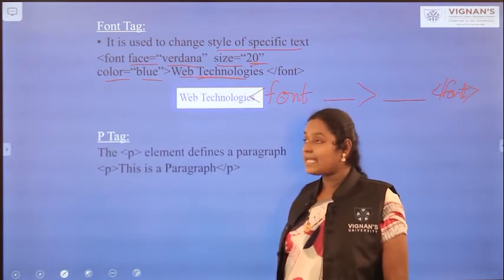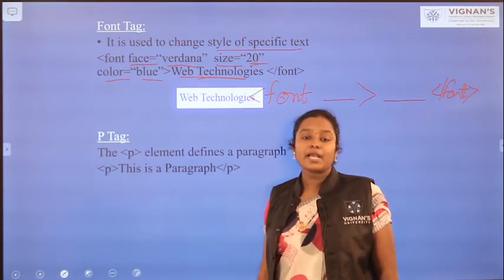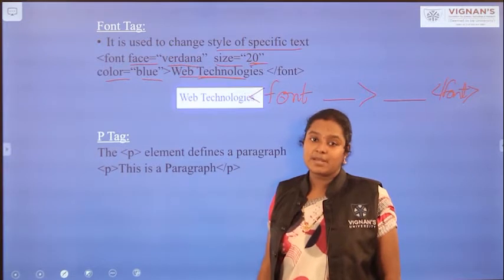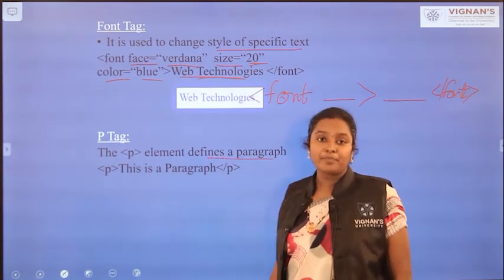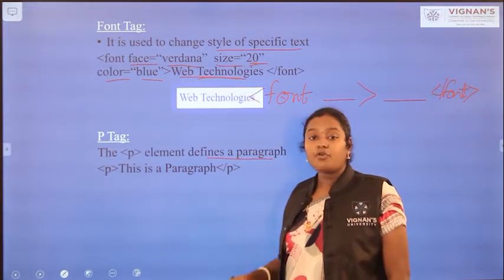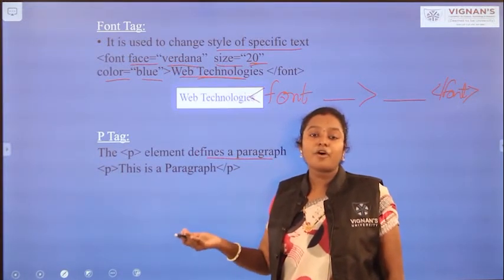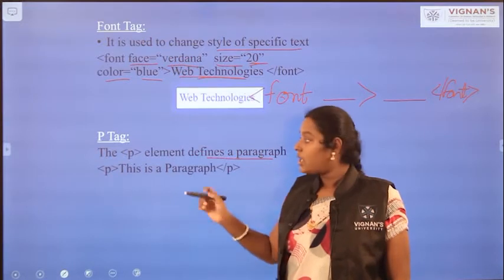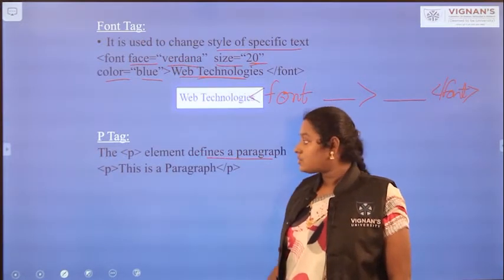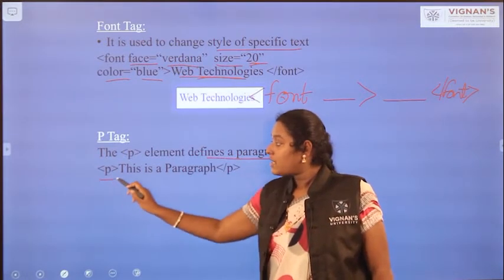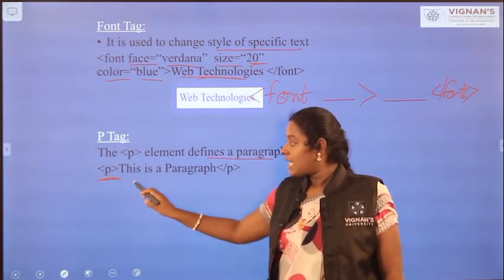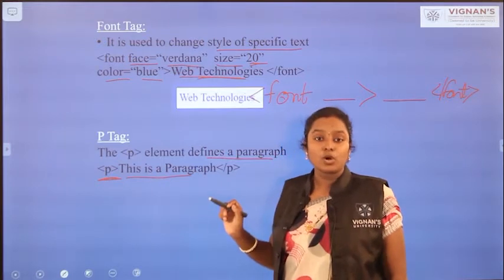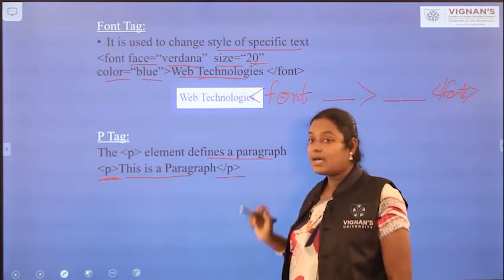The next tag is the P tag. What is meant by a P tag in HTML? P is nothing but it will define a paragraph. P for paragraph. If you want to make a text visible in the form of a paragraph in a web page, you have to use the P tag. So this is the syntax. This is the opening tag. The paragraph you want to display on the web page must be written inside the opening and the closing tag, and after that close the P tag.